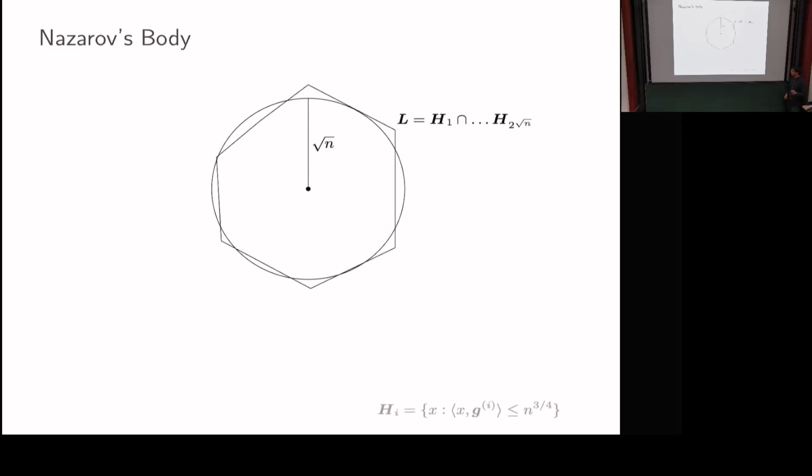So just like the O'Donnell-Wimmer construction, we AND together, or intersect together, roughly 2 to the root n half spaces. Each half space is at distance roughly n to the 1/4 from the origin. So a half space is defined by drawing a random Gaussian. This is typically of length root n. The threshold is at n to the 3/4, and the distance is n to the 1/4.